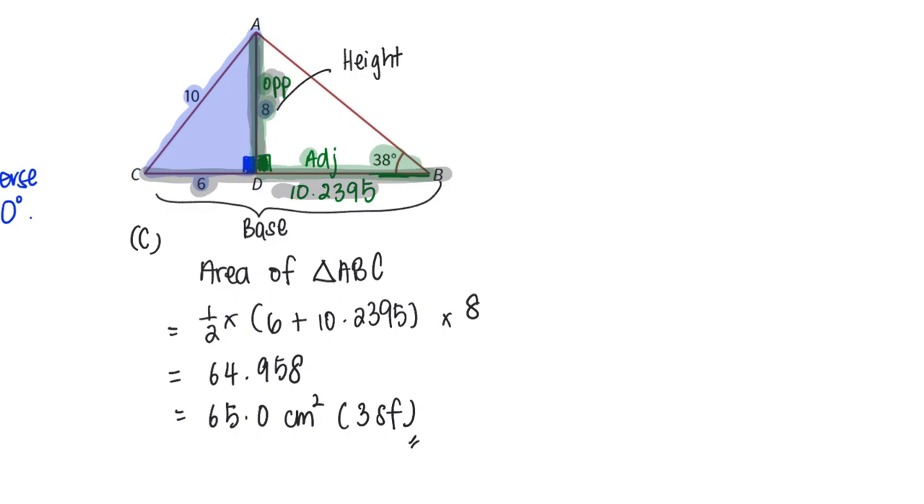As for the perimeter though, I still require this length. Okay, and to find this length, I am going to tap on my knowledge of trigonometric ratio again. Angle is 38. I'm going to use my opposite side as well as my hypotenuse. So, SOH CAH TOA.